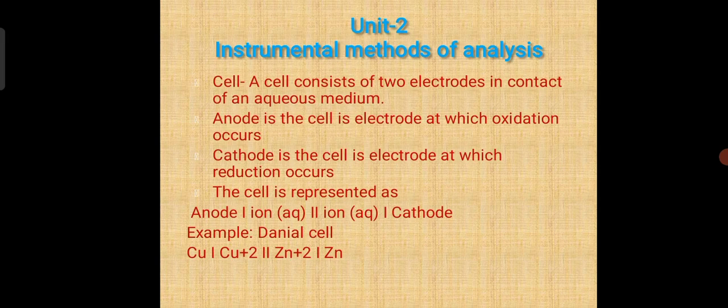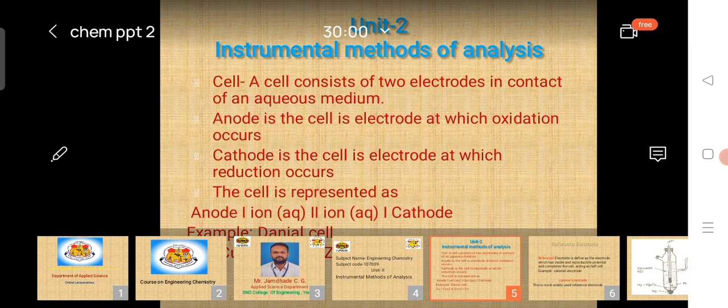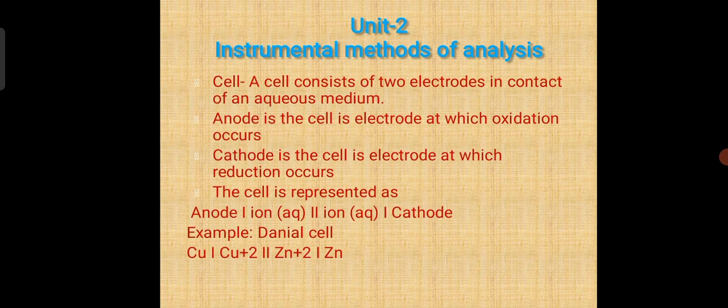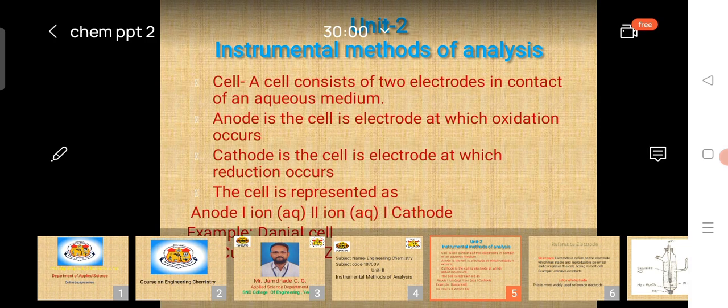What do you mean by oxidation and reduction? Oxidation means loss of electrons and reduction means gain of electrons. The general cell representation of any reaction is: first the anode, in direct contact with its ions denoted by a single line, then indirect contact with the ions of the cathode, and direct contact with the cathode. An example is the Daniell cell.